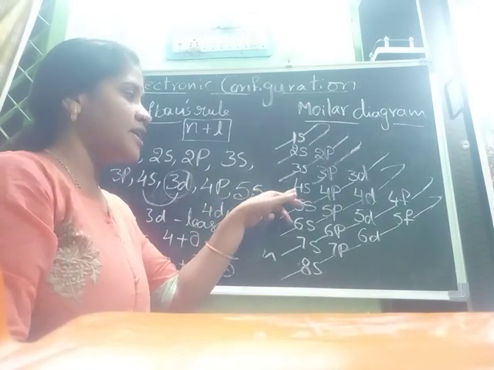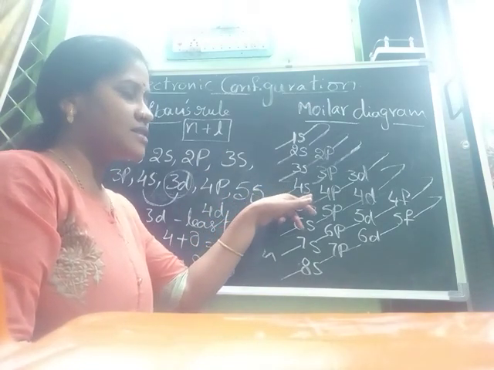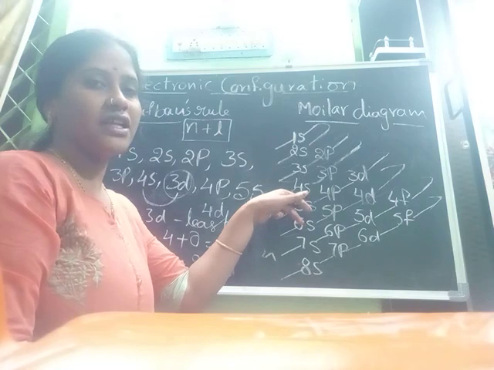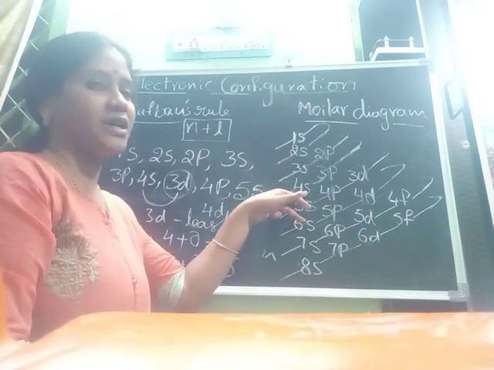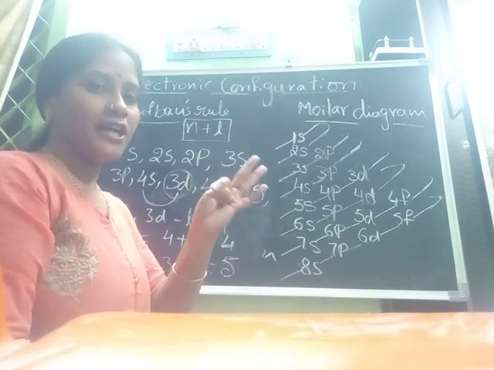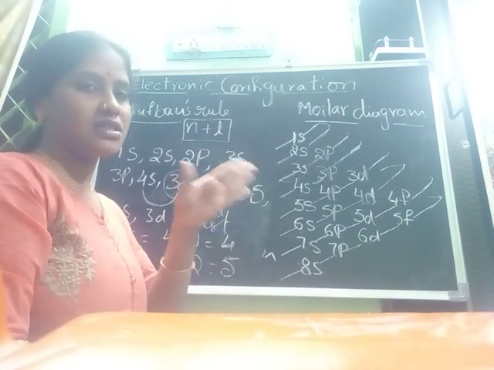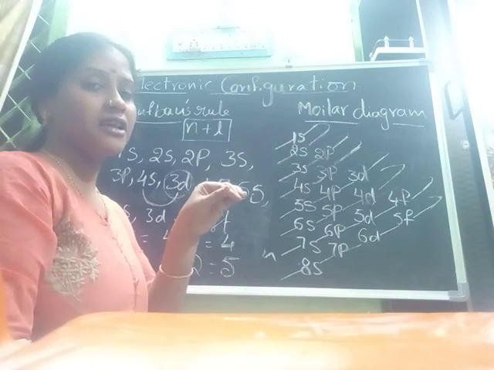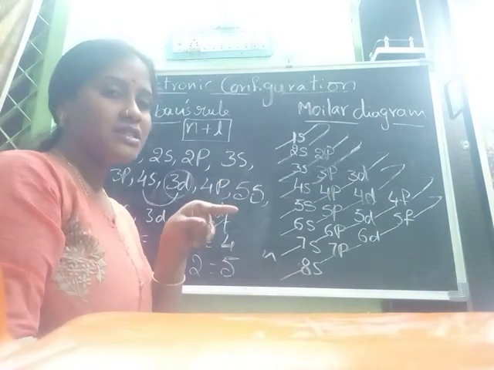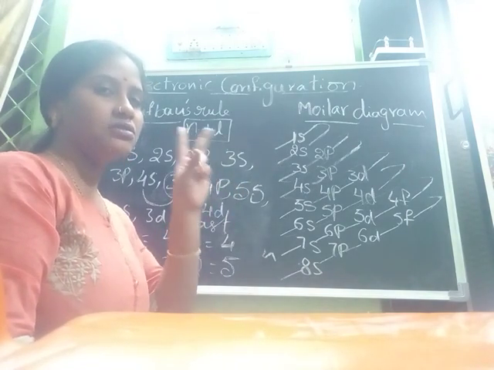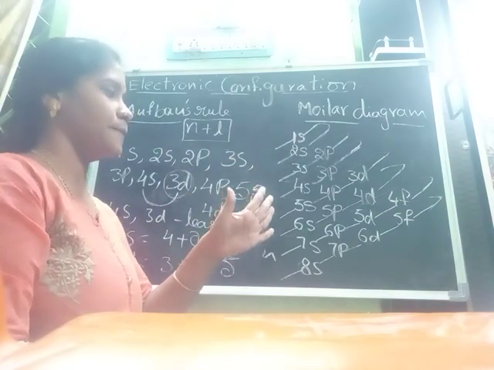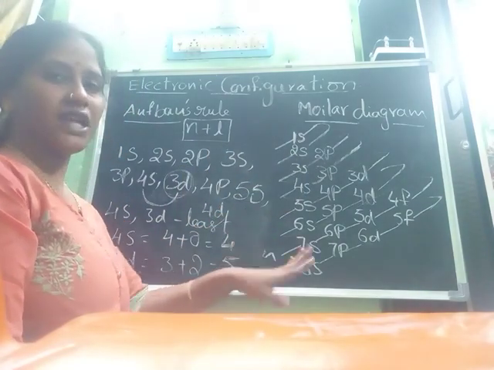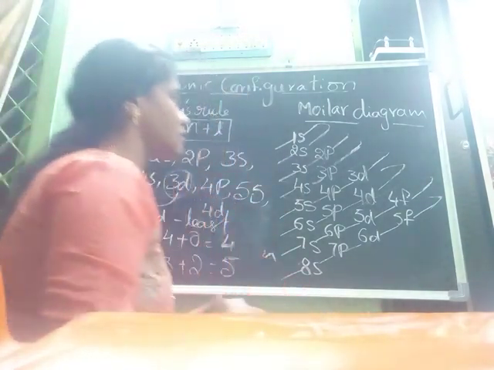n is the principal quantum number. This s value indicates the l, the azimuthal quantum number, which is 0, 1, 2, 3 and so on. It starts with 0, 1, 2, 3. The principal quantum number starts with 1, 2, 3, 4, etc. In that way electrons will enter.